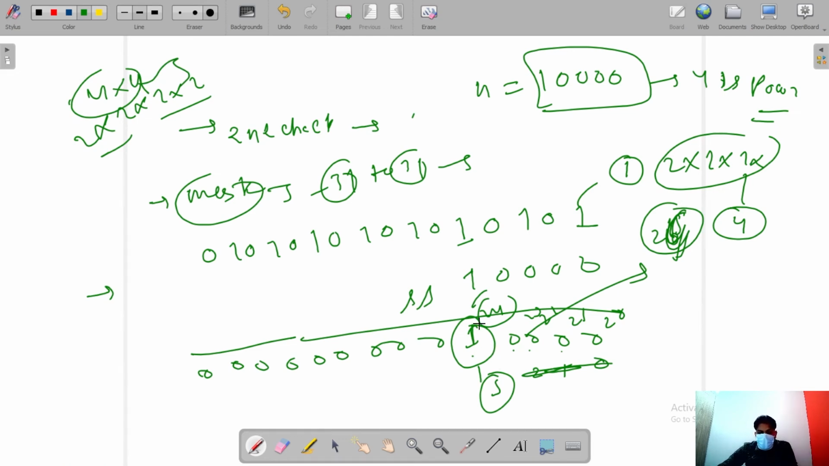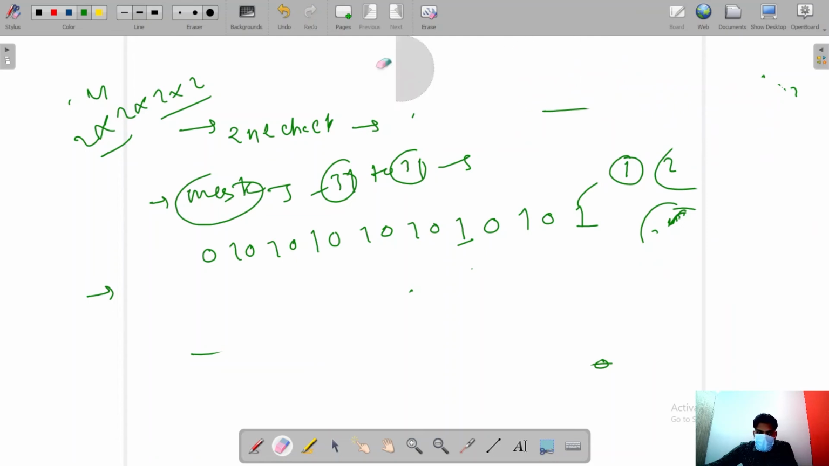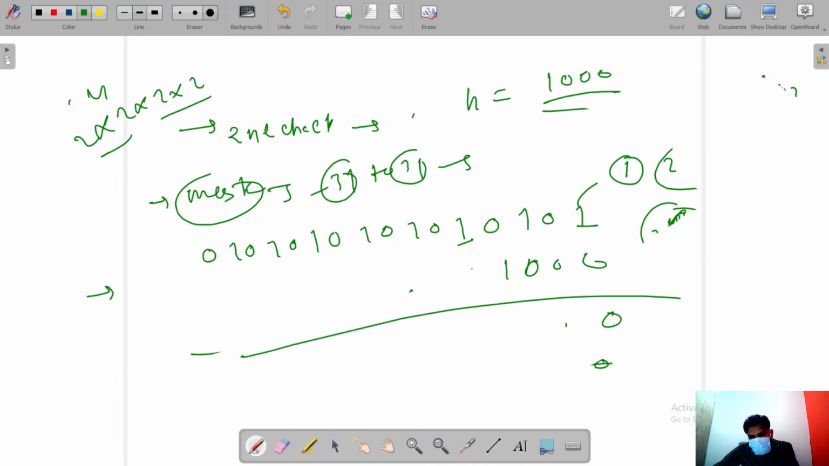How can we identify? If our 1 is on at odd position, then this number will be a power of 4. Okay, if I take another example, n equal to 1 0 0 0. When we take AND with this number, what are we getting? We are getting all 0, so we can say that this number will not be a power of 4.